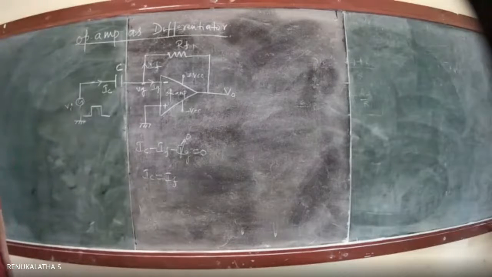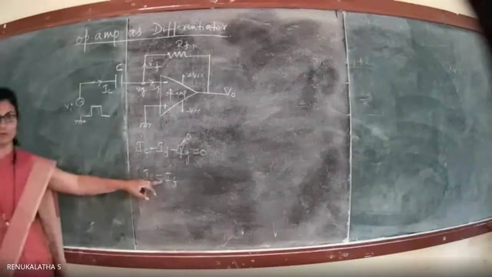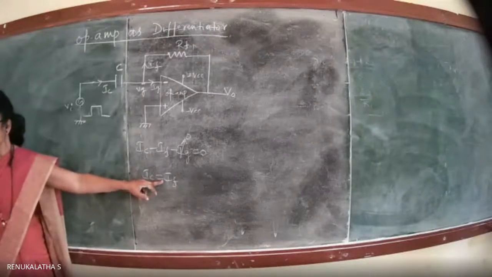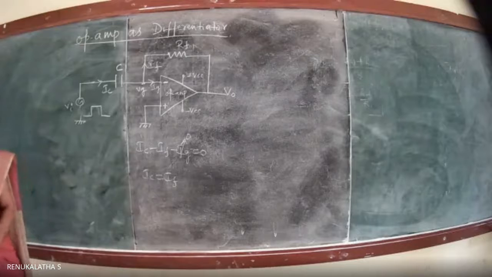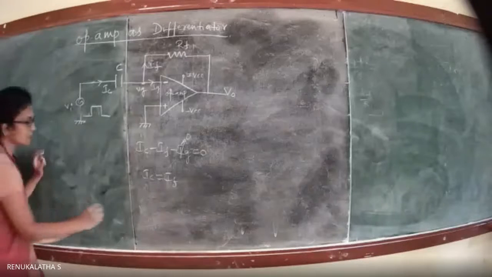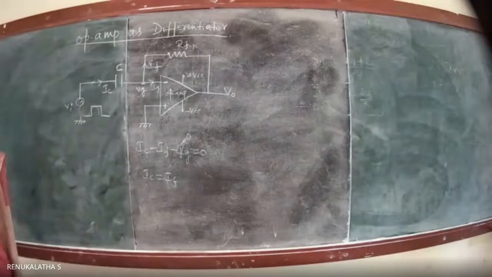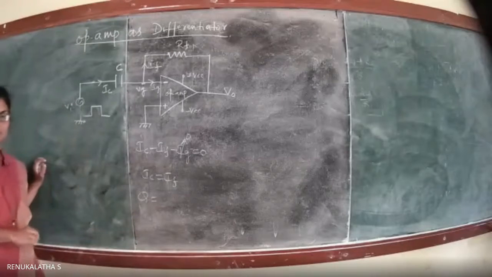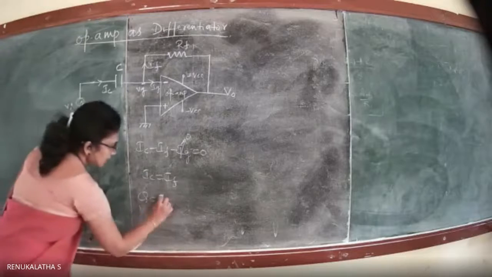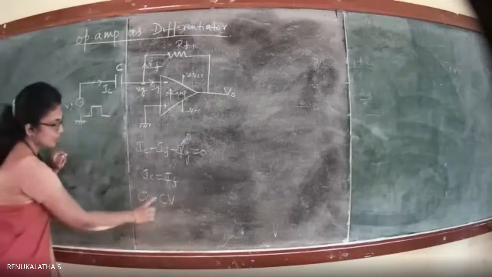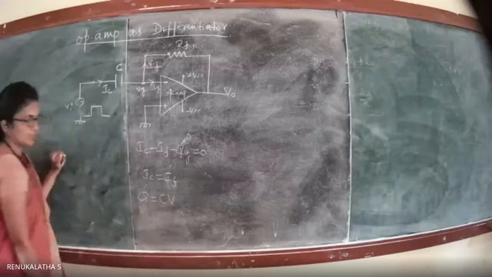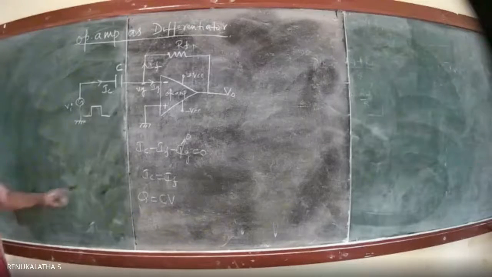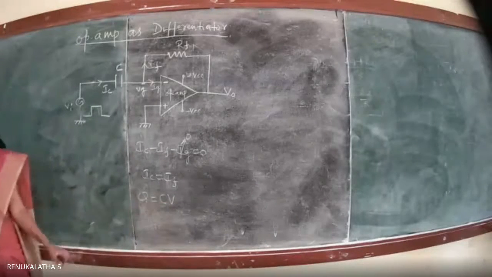Okay, IC is equal to IF. So to find the current flow through the capacitance, how do we find it? We know that Q is the charge across the capacitor, because the capacitor's main property is to store charges. Q is equal to C into V. C is the capacitance, and V is the voltage that is developed. So Q is equal to C into V.